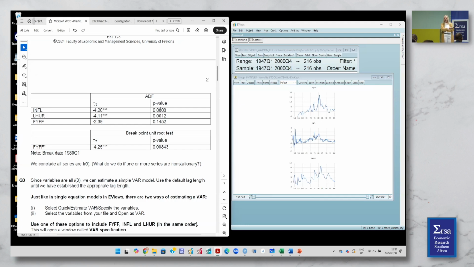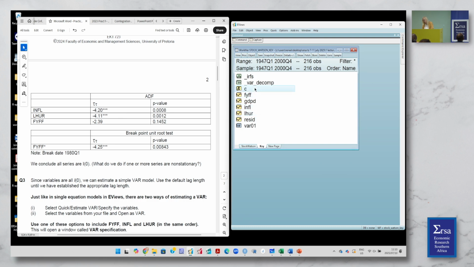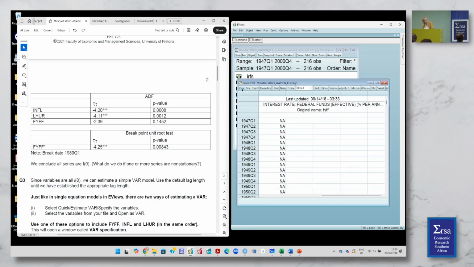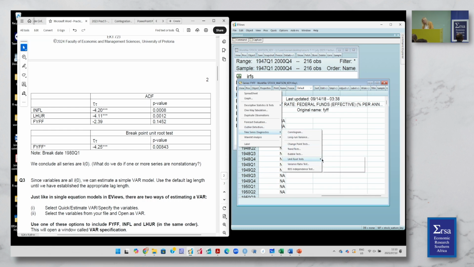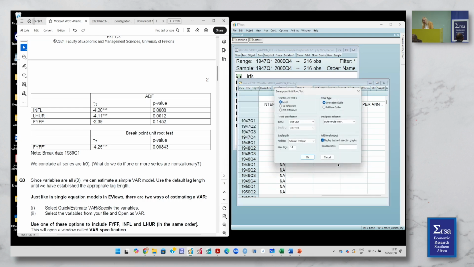It's outside that 10% critical value. However, if we perform a unit root test allowing for a break, so if we go to the federal funds rate and perform that unit root test, but not the standard unit root test, the breakpoint unit root test.